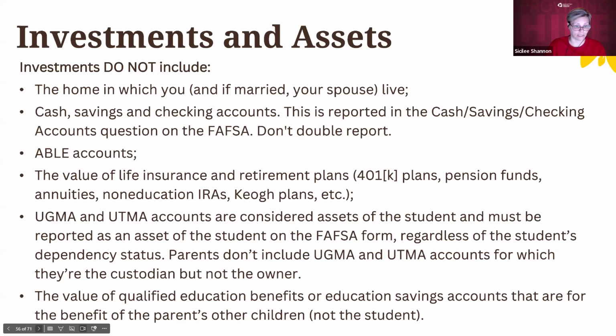Again, the UGMA and UTMA accounts are considered assets, and so therefore they must be reported on the FAFSA regardless of the dependency status. Parents would not include those accounts for which they're custodian, but not the owner. And then last is going to be the value of qualified education benefits or education savings accounts that are for the benefit of the parents' other children, not the student specifically.